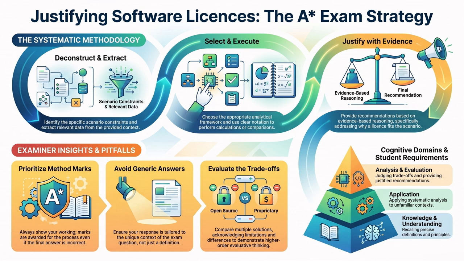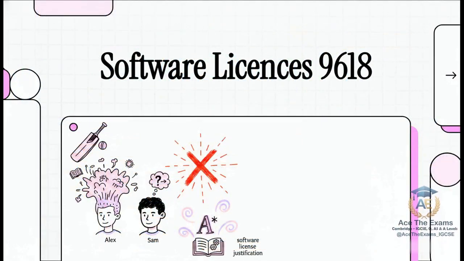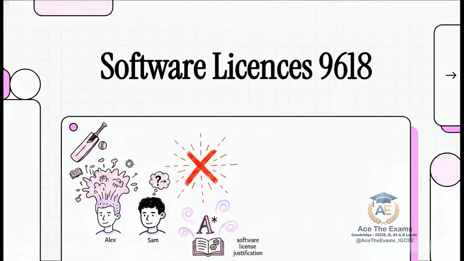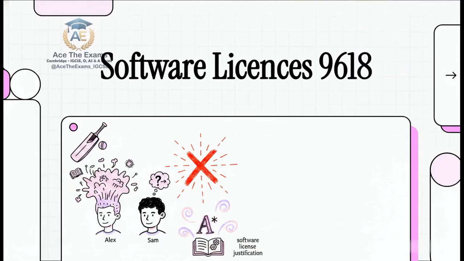Welcome back, strategists. Okay, let's dive into this explainer and reveal the absolute insider secrets to securing that highly coveted A-star in Cambridge Computer Science. Today, we're mastering a topic that trips up so many candidates, justifying the use of software licenses for given situations. And listen, whether you're tackling syllabus 0417, 0478, 0983, 0984, 2210, or our main focus today, the 9618 advanced level, the game remains exactly the same.